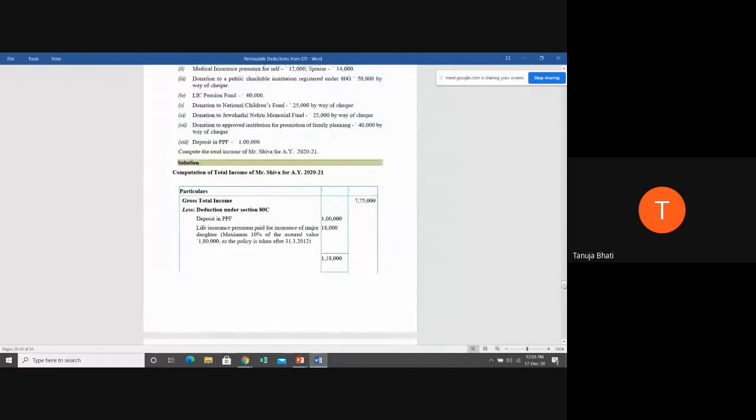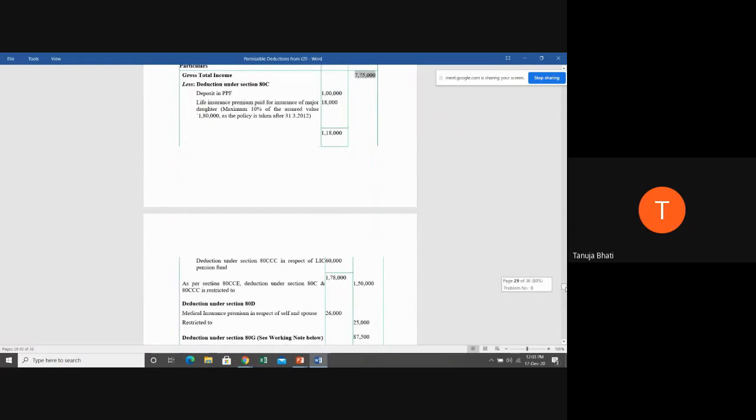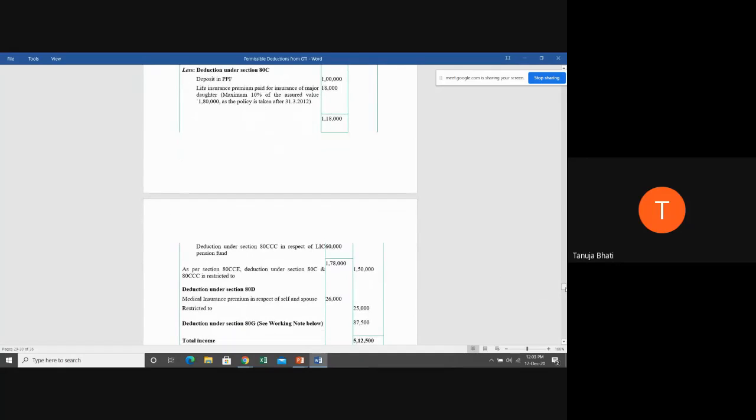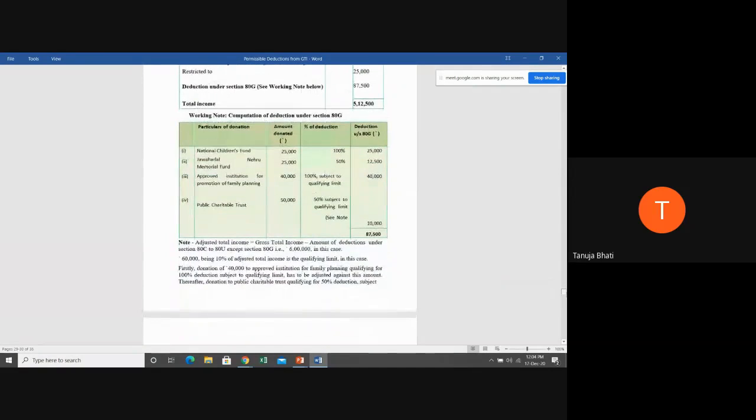What is adjusted gross total income? Gross total income. What is gross total income? 7,75,000 is the gross total income. From that, you're going to minus all the deductions from 80C to 80U, except 80G. So in this particular problem, you have deduction under 80CCE, that is 1,50,000. You have to minus that. You also have to minus deduction under section 80D, that is 25,000. So you have got 6 lakh as adjusted total income, students.